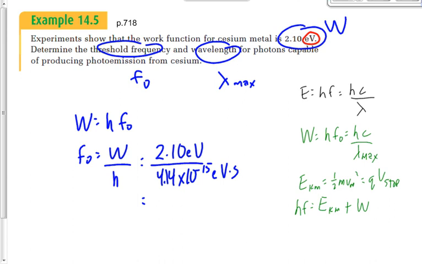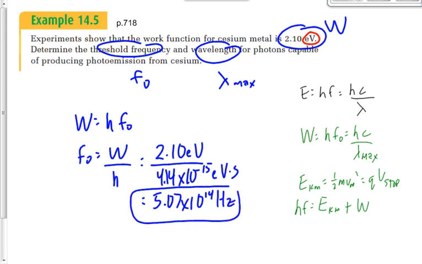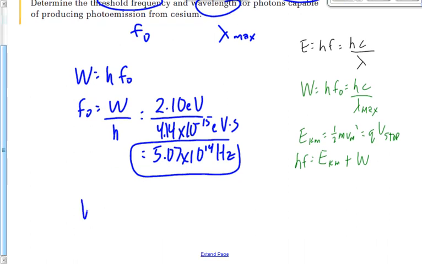2.10 divided by 4.14 gives me 5.07 times 10 to the 14 hertz. Now, you've got a couple of options here to find the threshold wavelength. What's one of them? What's the most obvious option at this point when we want to find the threshold wavelength? W is equal to HC over lambda max. Okay, and that's absolutely fine.